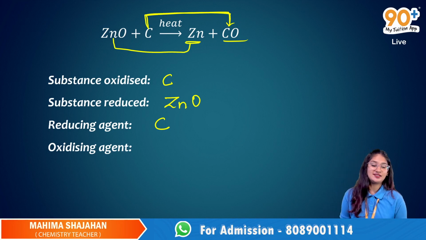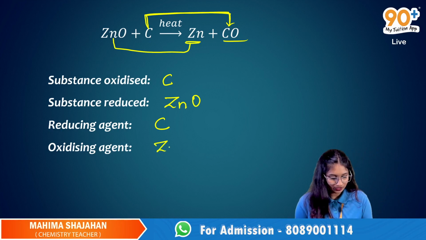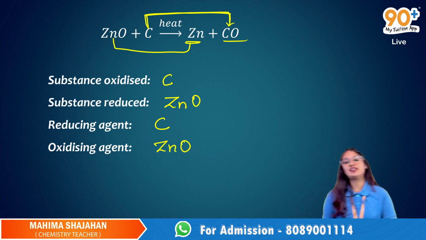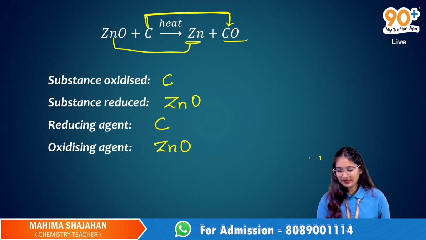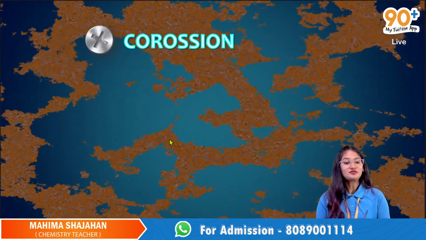Reduction നടന്ന ആള് ZnO ക്കാണ് reduction നടന്നത് അല്ലേ? Yes, so ZnO will be your oxidizing agent. This is how you write it. Okay, yes, now we'll see the application of oxidation.